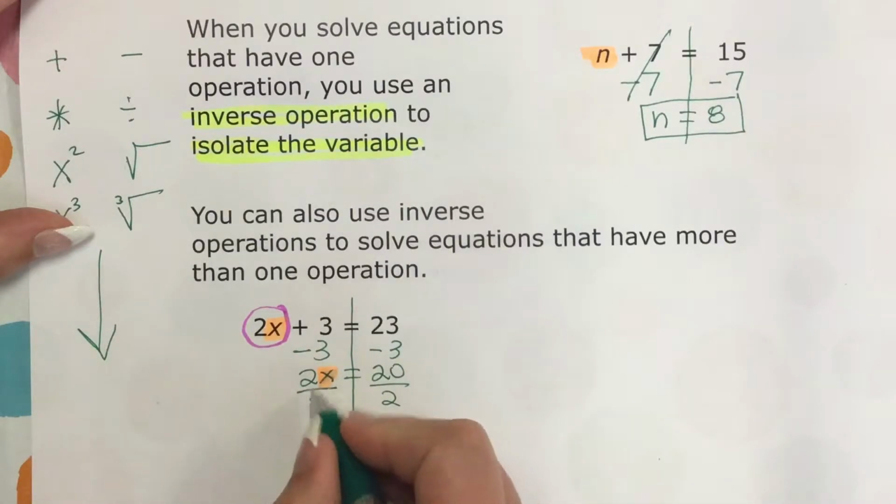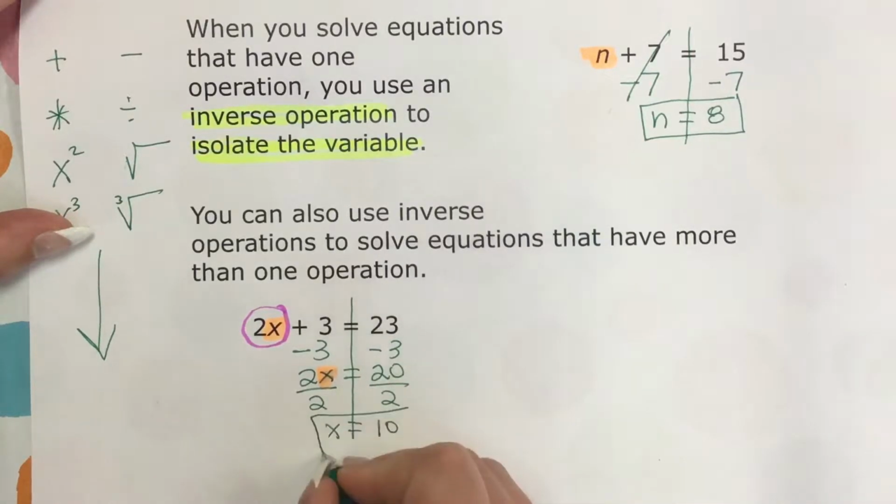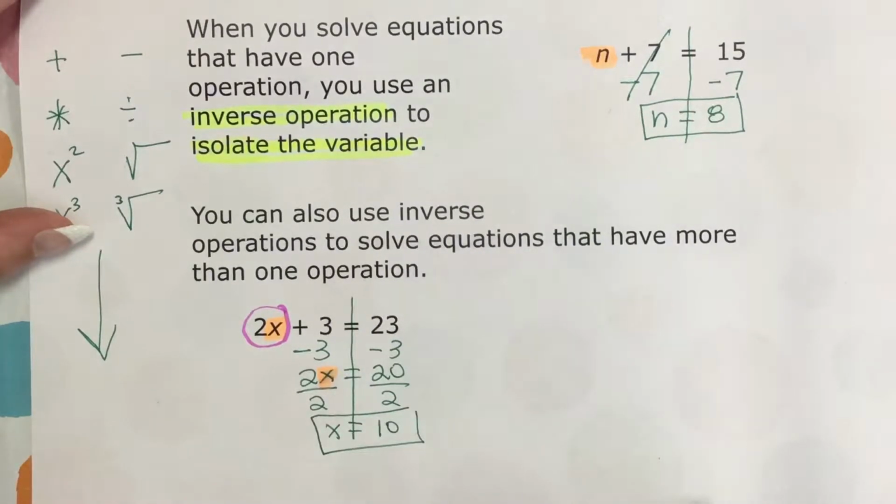2 divided by 2 is 1. 1 times x is just x. And there we have it. We're left with x equals 20 divided by 2, which is 10. So there we go. That's how we do those.